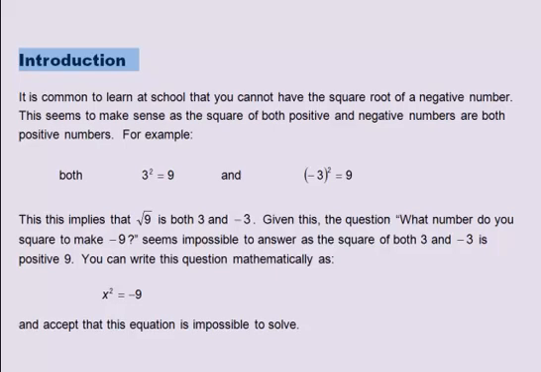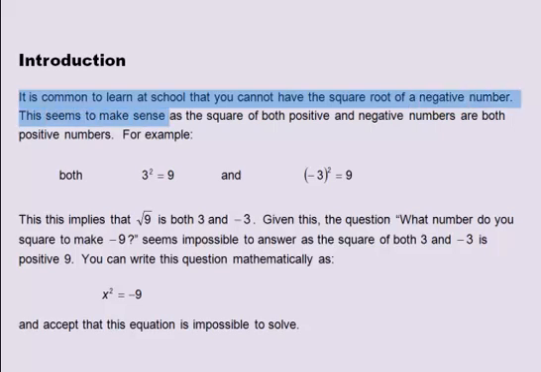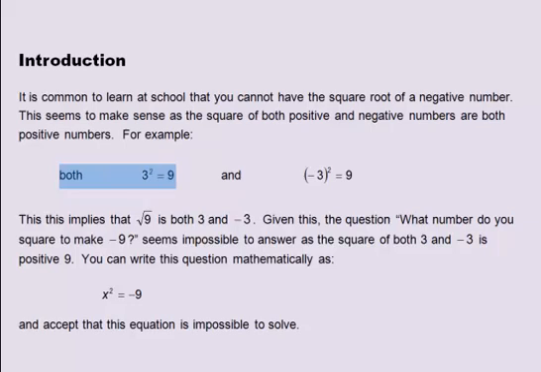Introduction. It is common to learn at school that you cannot have the square root of a negative number. This seems to make sense as the squares of both positive and negative numbers are positive numbers. For example, both 3 squared equals 9 and minus 3 squared equals 9. This implies that the square root of 9 is both 3 and minus 3.